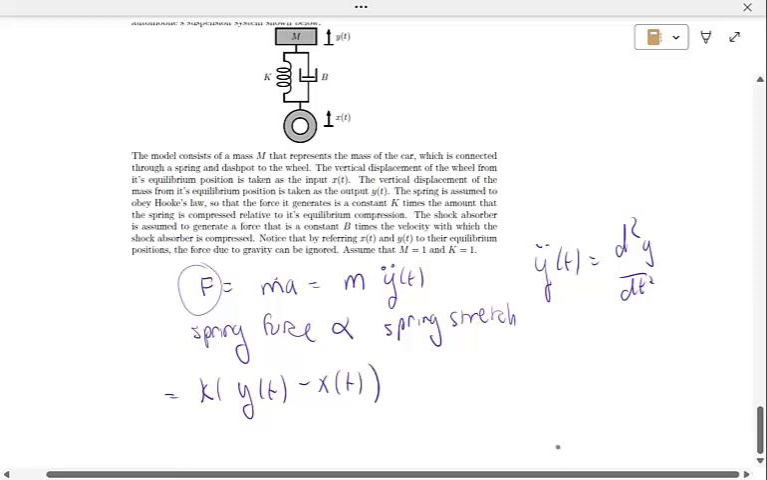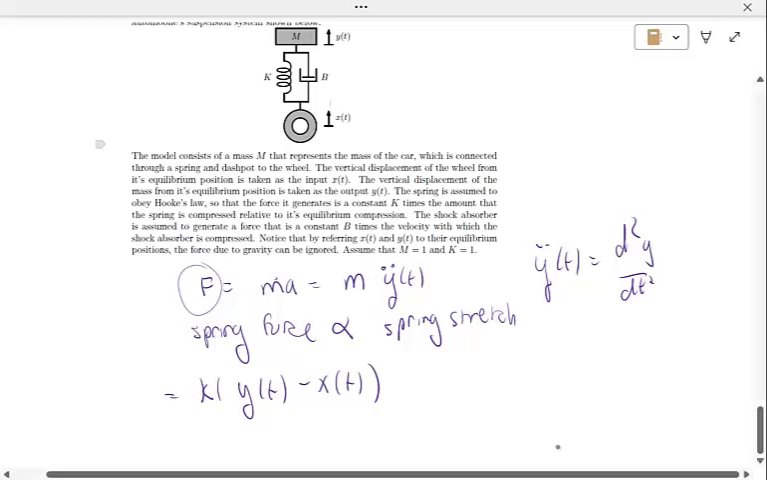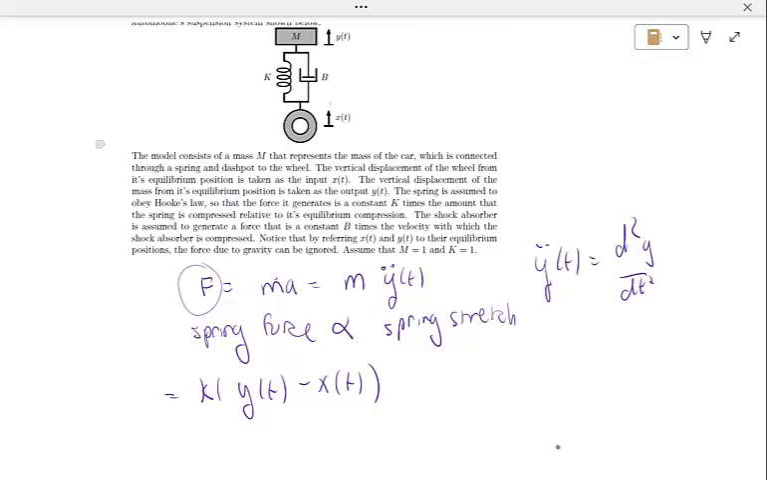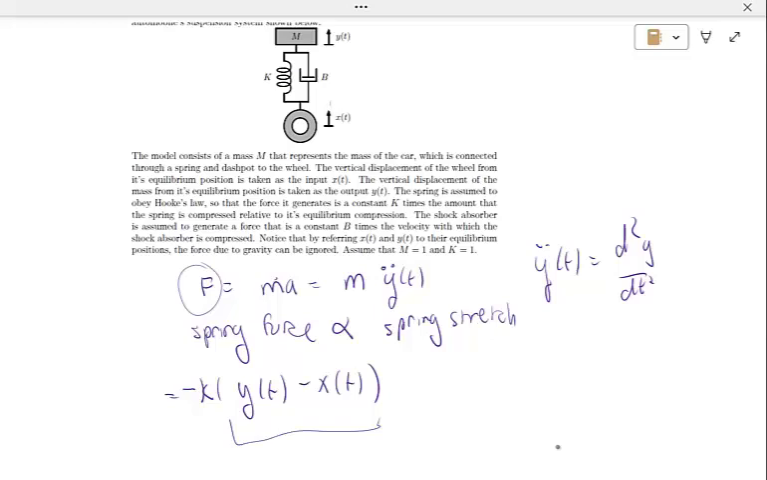Now, let's consider the sign. If y of t minus x of t is big, then the force exerted by the spring is going to want to pull y back. If y of t minus x of t is small, then the spring is going to compress. It's going to want to push y of t forward. So that tells us about the sign of this force. If y of t minus x of t is big, then the force will tend to reduce y, so we know that there's a minus sign here. Okay. So that's the force due to the spring.